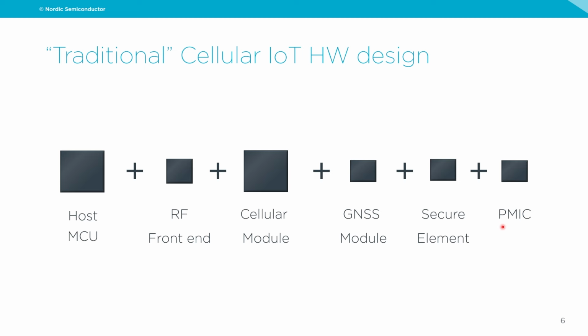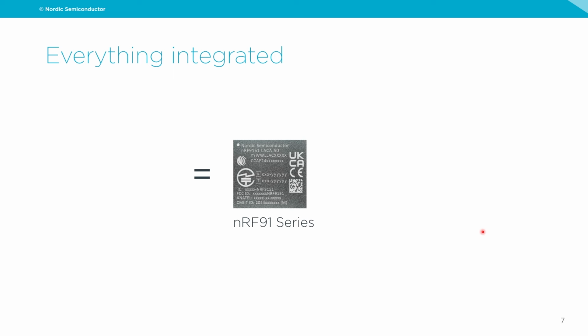What Nordic has been doing is, over time, Nordic's history has always been about ultra-low power and integration of functionality. The story is not much different on the cellular IoT side. So we put all these blocks into one unified SiP, the nRF91 series device. Everything is integrated in there.